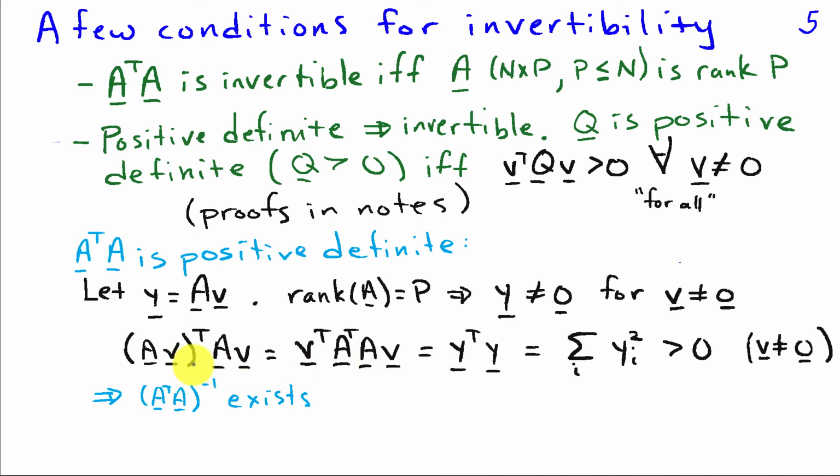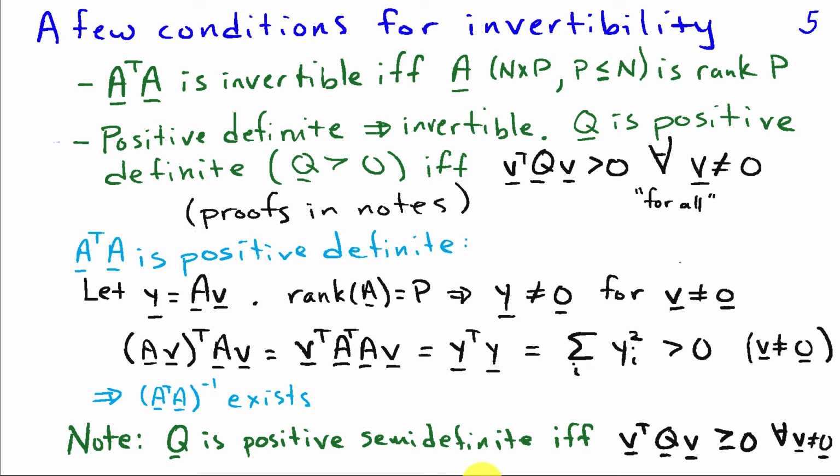Well, from where we started, this quantity is exactly Y transpose Y. And that's Y's inner product with itself, which is the sum of the squares of the elements in Y. Since Y is guaranteed to be non-zero whenever V is non-zero, then the sum of the squares of the elements is going to be greater than 0. And therefore, A transpose A is a positive definite matrix, and by this result, we have that A transpose A inverse exists. Now, just by way of terminology, we say that a matrix Q is positive semi-definite if and only if V transpose QV is greater than or equal to 0 for all V not equal to 0.